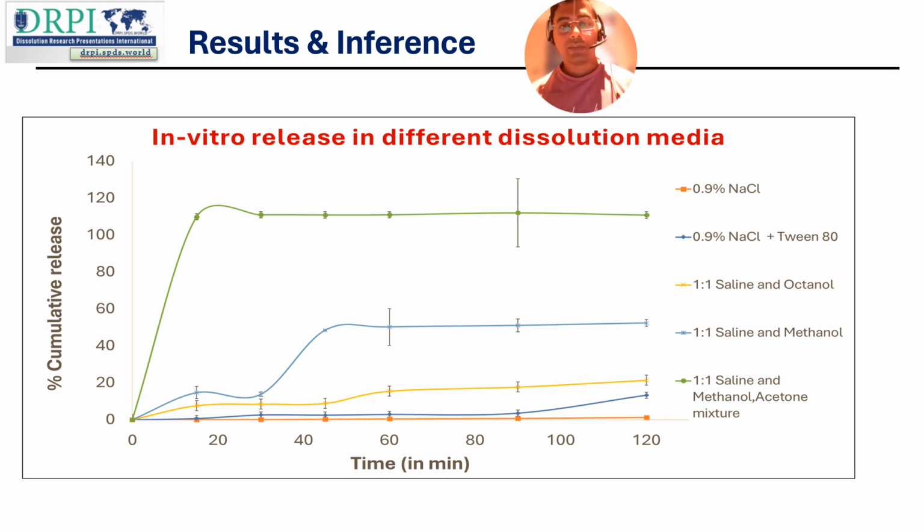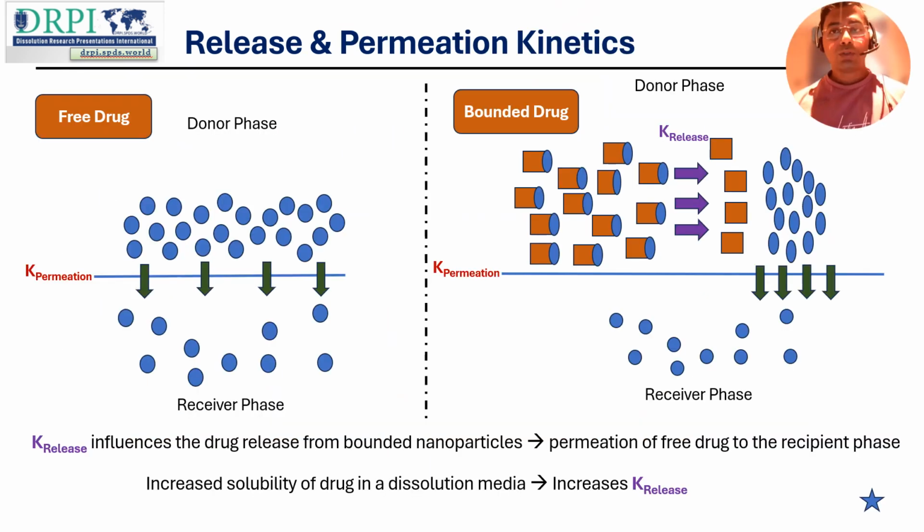This kind of behavior can be attributed to the higher sink condition provided by the biphasic media. If we go to the more basic level of this study, the reason why we are seeing this higher release can be attributed to the release kinetics. For a free drug, the rate limiting factor is the permeation rate provided by the dialysis membrane. But for a bound drug, it is the release kinetics which plays a bigger role. The release kinetics for a bound drug determines how much drug will be freely available in the donor phase to pass to the receiver phase.